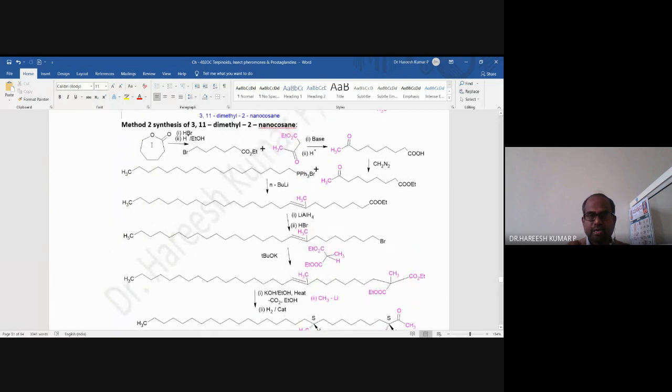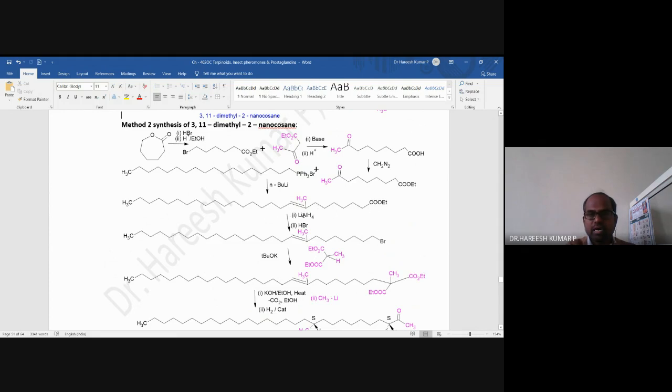In the second method, a lactone is taken. So lactone on treatment with HBr, a bromo acid is obtained. The obtained bromo acid on treating with H plus in presence of ethanol gives an ester. This ester, when it is treated with the active methylene compound, gives a keto acid. The keto acid on treatment with diazomethane gives an ester. Means acid is converted into methyl ester. This methyl ester on treatment with halide, this is nothing but a Wittig reaction, gives rise to alkene ester.